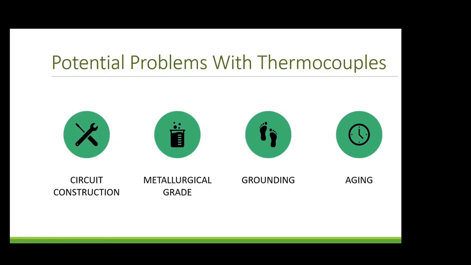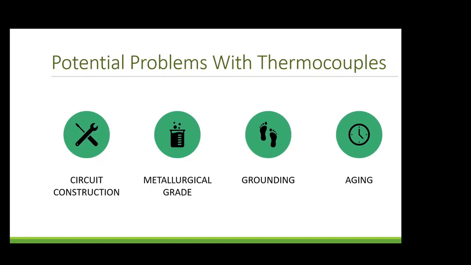While thermocouples are a very quick, easy, and cheap way to measure temperature, they do have some issues associated with them. Circuit construction can be an issue, where having an error in your reference temperature is going to adjust what temperature reading you actually see. Metallurgical grade can be a problem because Seebeck coefficients are very specific to metal composition, so if you have any factory errors in the metal, that'll affect the temperature reading that it gives.